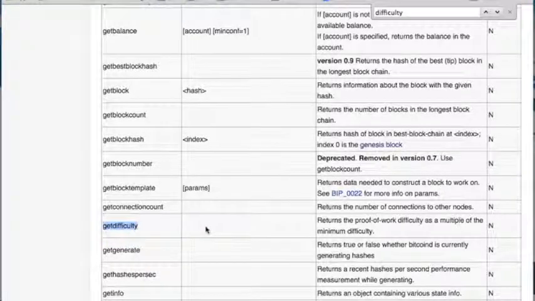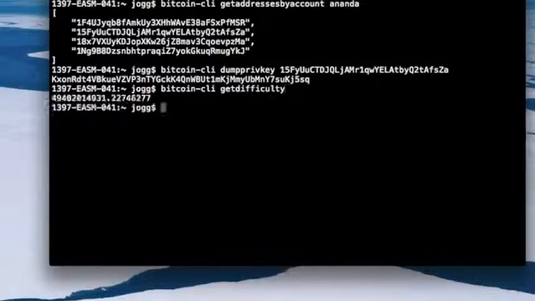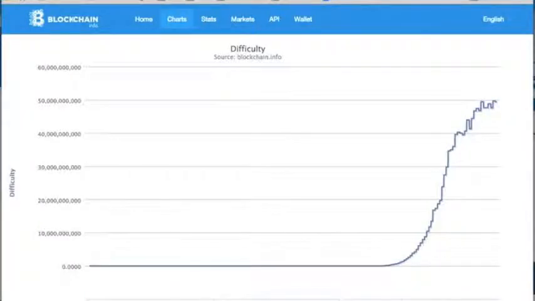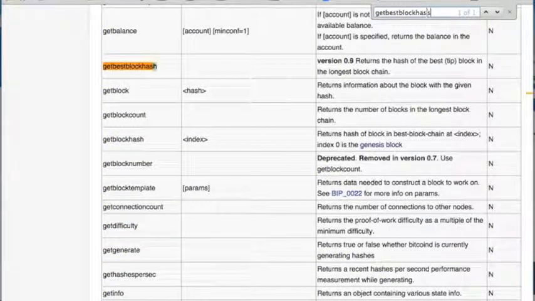Definitely I will have to explain in detail in some video that I'll create on Bitcoin mining and Bitcoin block hashing. So right now we'll just look at Bitcoin CLI getdifficulty. As you can see, right now the difficulty is around this. We also have another command here called getbestblockhash. Basically it's the last block in the longest blockchain. They call it the best block in the longest blockchain.